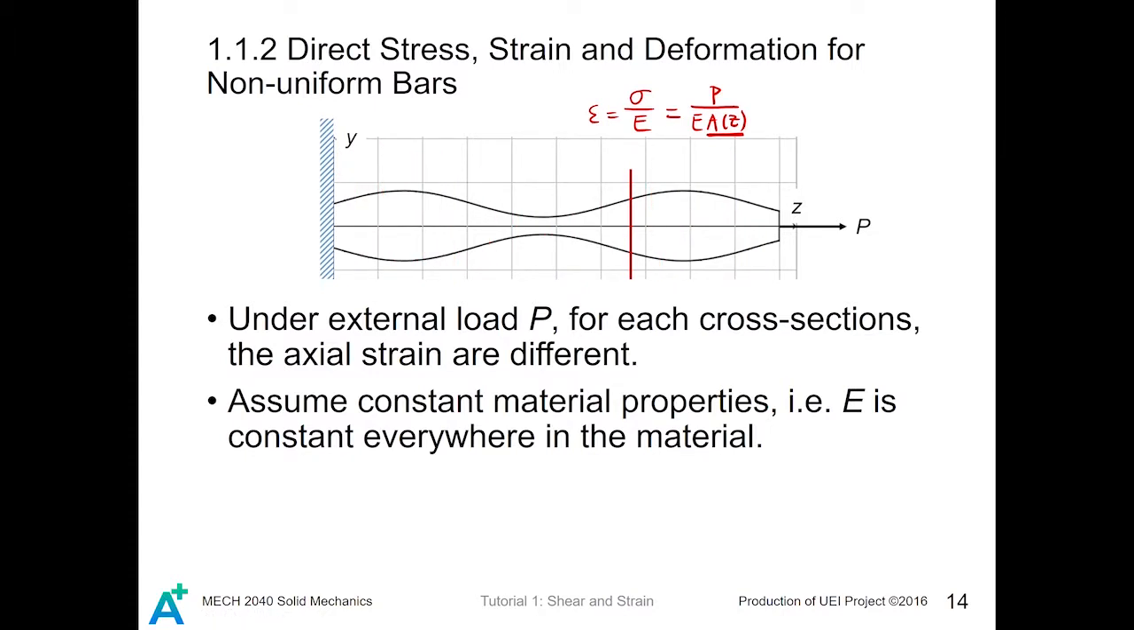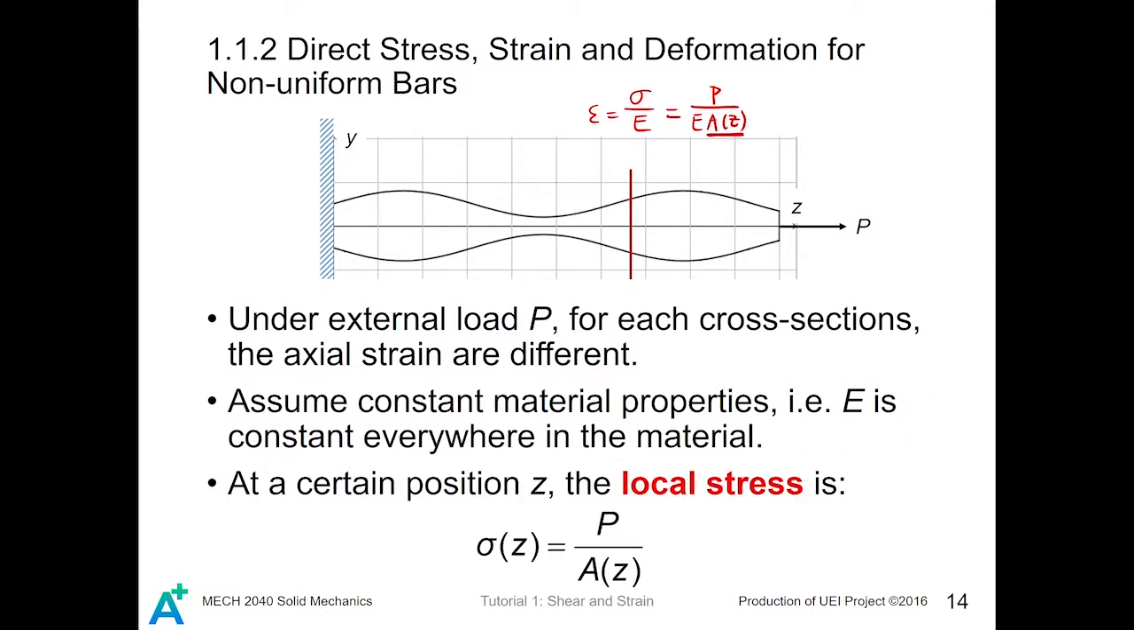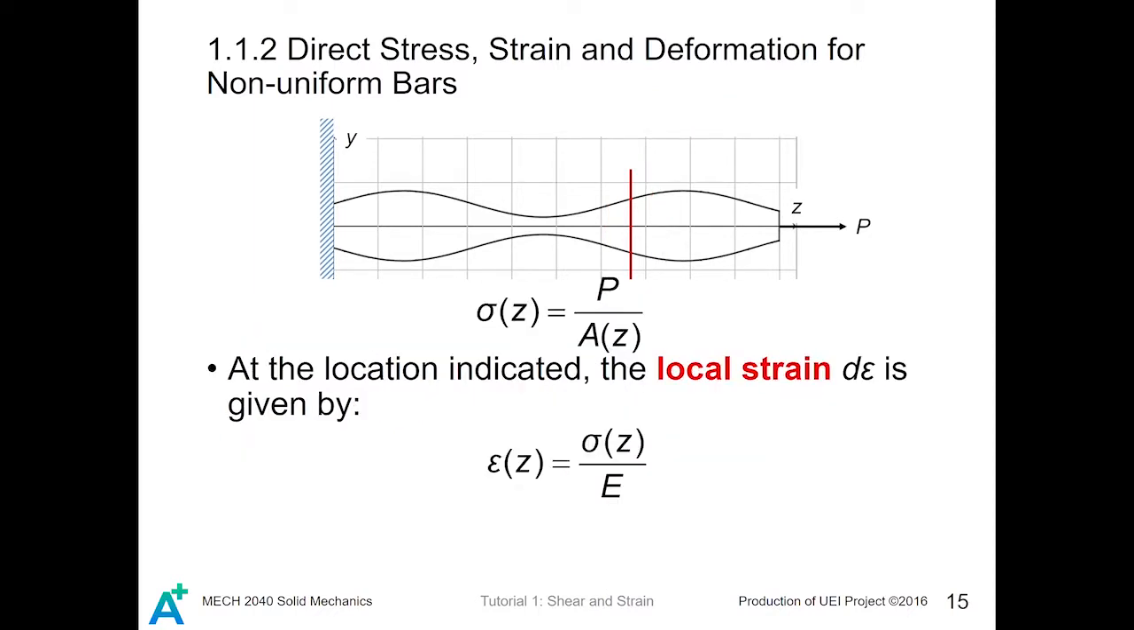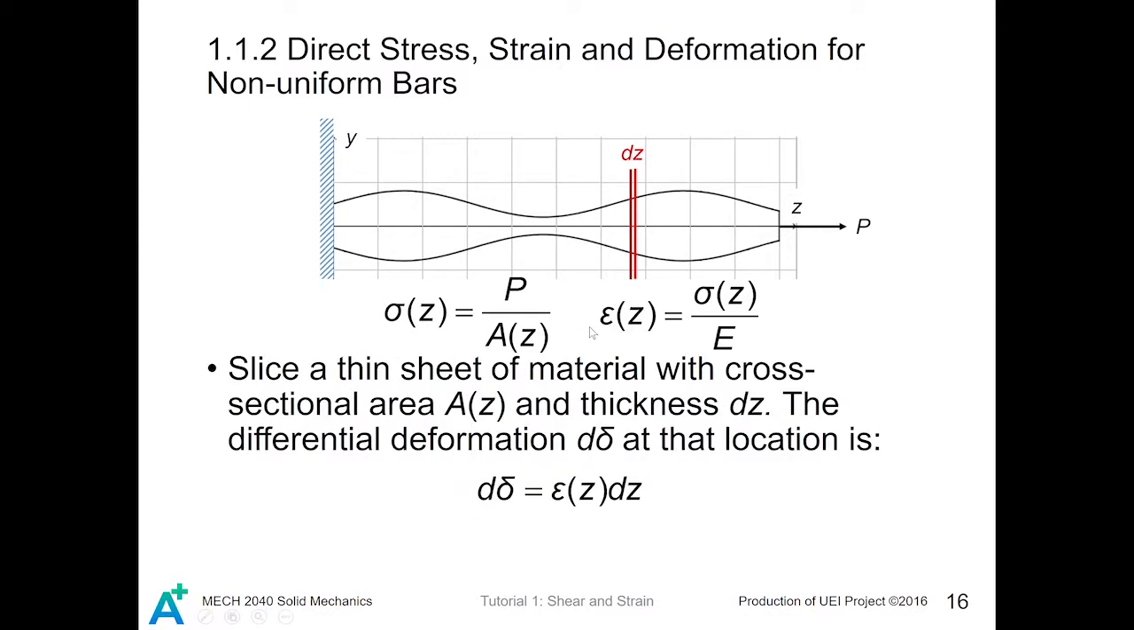Let's give this bar an assumption, which is very common. That is, we set E to be constant everywhere. Then P and E are constant, and we just consider the change of the area. At some position z, the stress at this position will become P divided by A(z). Then you can find the local strain, epsilon(z) equals sigma(z) divided by E. Then you make the substitution. We know from the previous case that delta equals epsilon L, right?